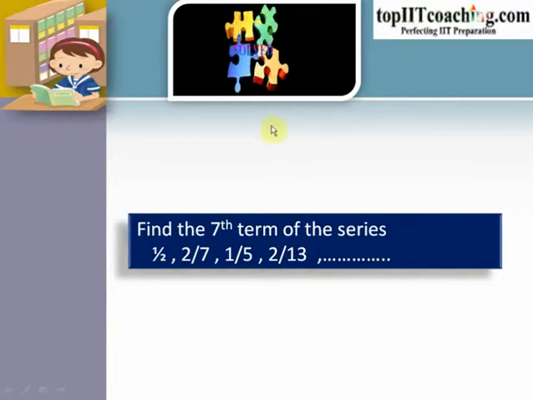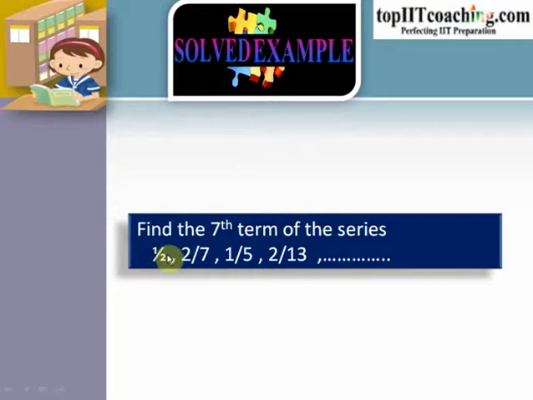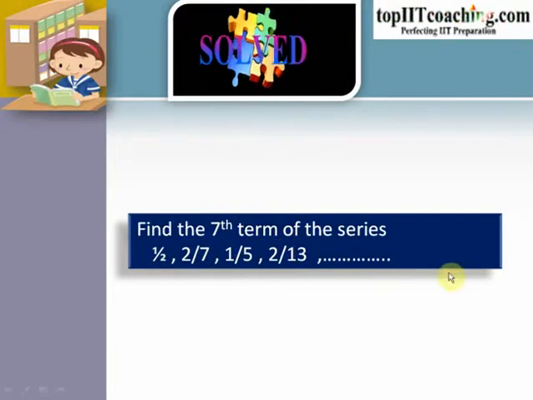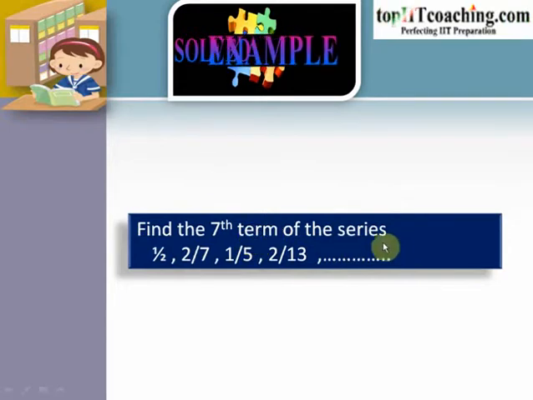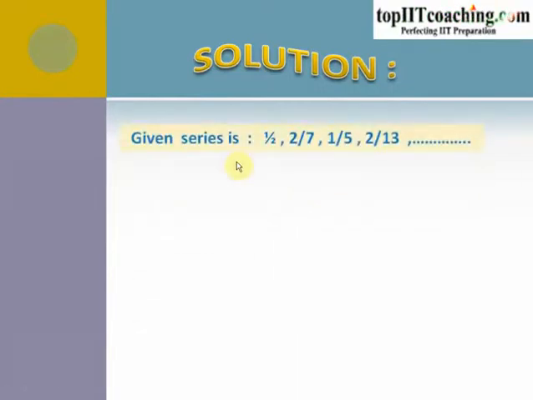Now, let's try to solve an example. Find the seventh term of the series 1 by 2, 2 by 7, 1 by 5, 2 by 13 and so on. So, we have a series in which we have to find the seventh term. So, let's look at the solution of this problem. The given series is 1 by 2, 2 by 7, 1 by 5, 2 by 13. So, these are the terms of the series.